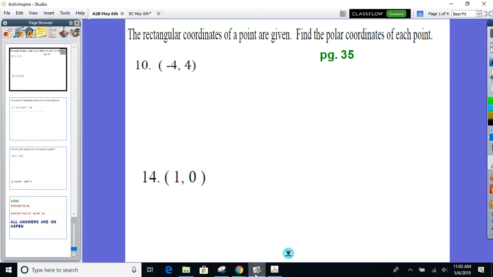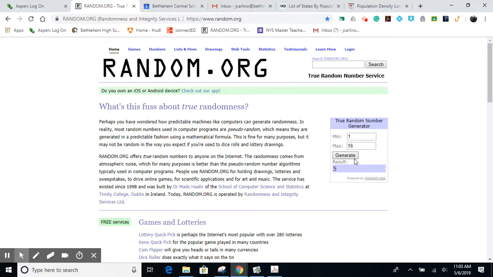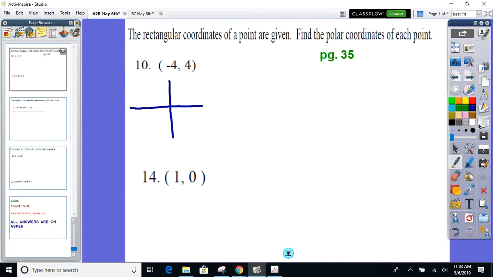Graph it. Do a quick sketch right now. Go ahead. Do a quick sketch of -4, 4. What quadrant do you put -4, 4 in? Quadrant 2. Yep.